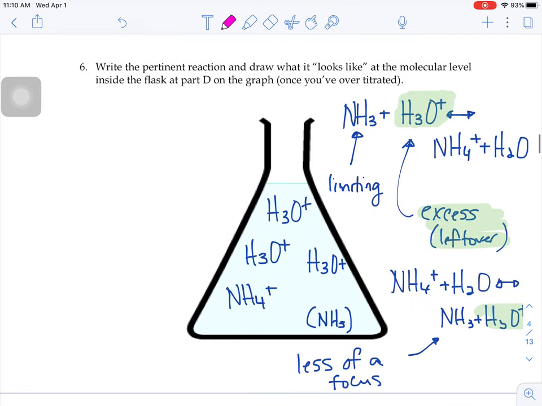And then if you over titrate, if you add a ton of acid there, that excess is what's going to cause the pH to really drop. So you have just a splash of that NH3 left in the flask and a ton of H3O+.